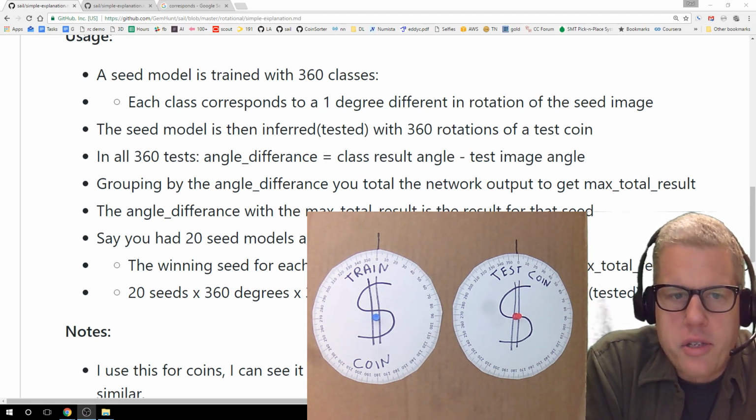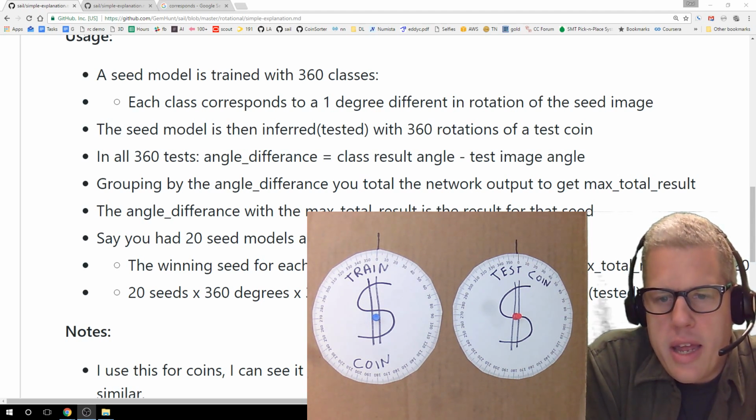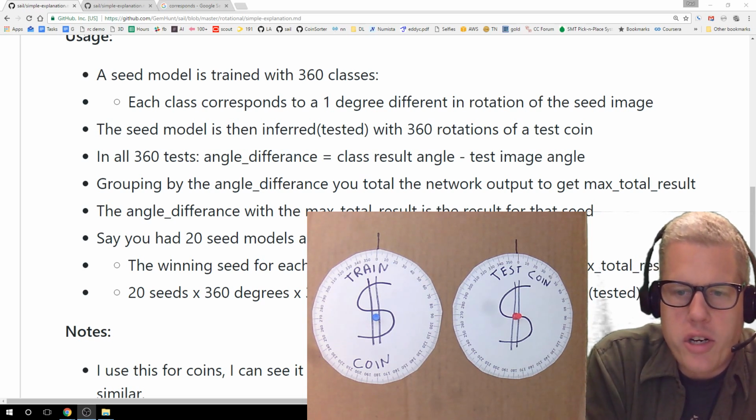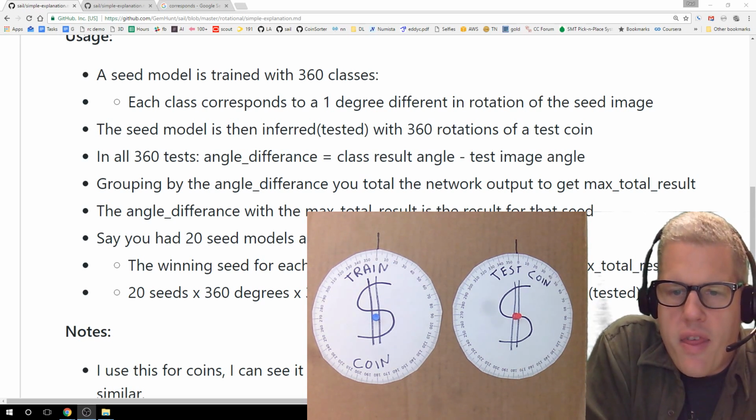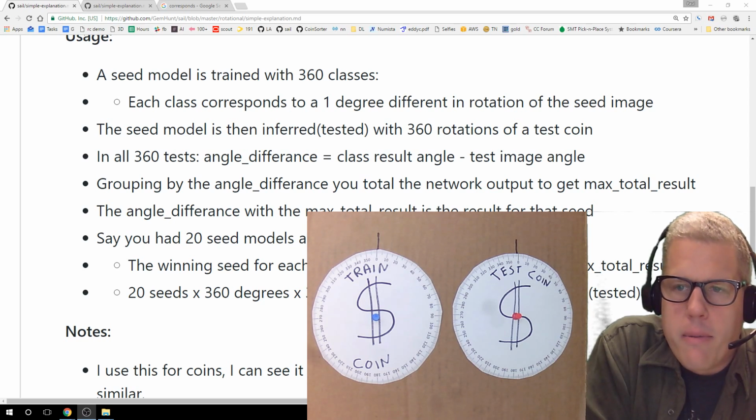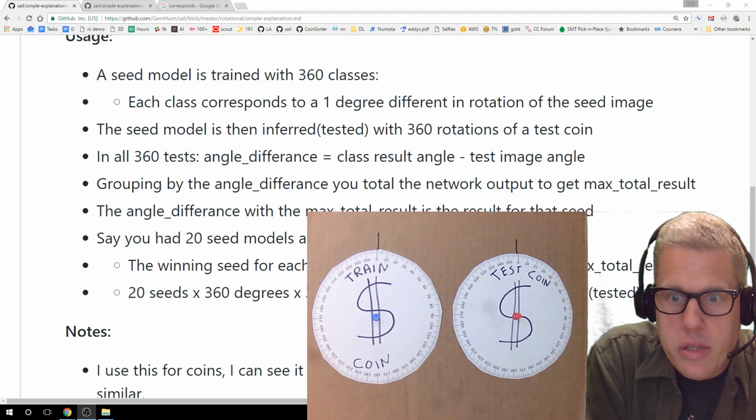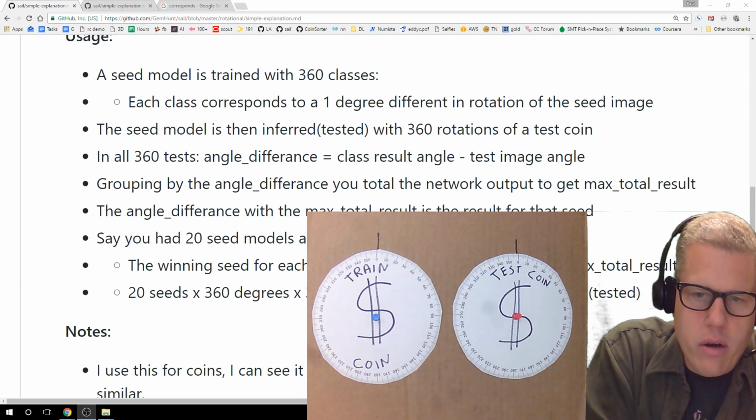Each one of those classes corresponds to a 1 degree difference in the rotation of that single seed coin image. So it's self-referential. It's based on that one image, not a bunch of different coins or different classes of coin.